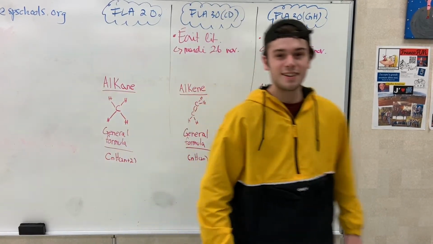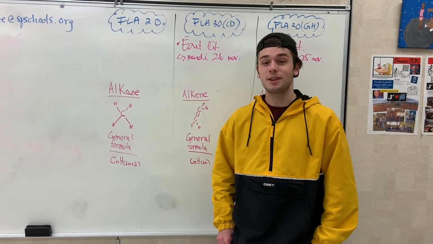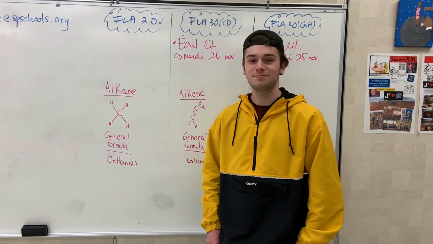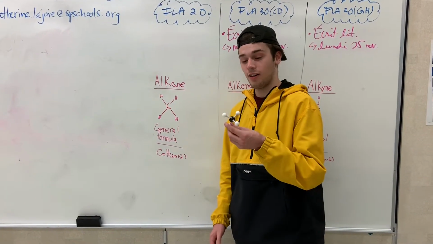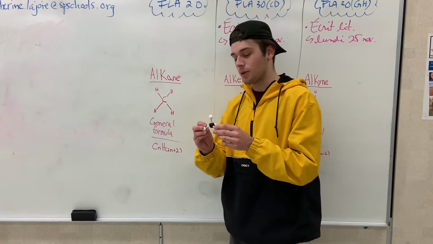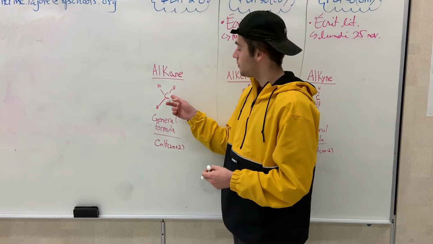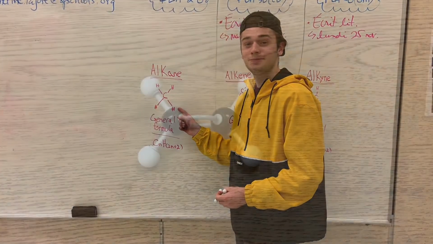Hey, today we're going to be explaining organic chemistry. First, we're going to be explaining alkane, alkene, and alkyne, their similarities and their differences. Alright, so first of all, we have our alkane, and that is only single bonds within one carbon. As seen here, we have a carbon connected with hydrogens all around.